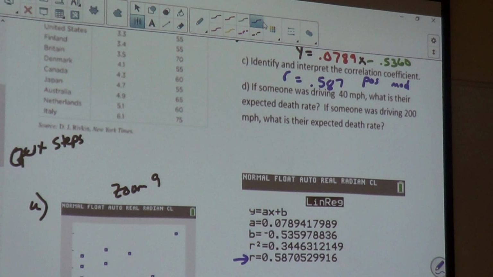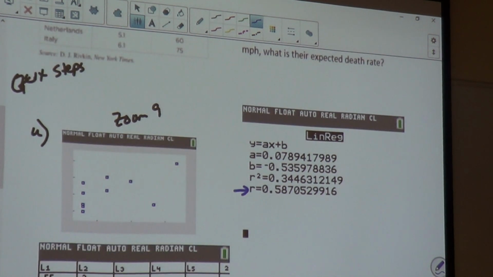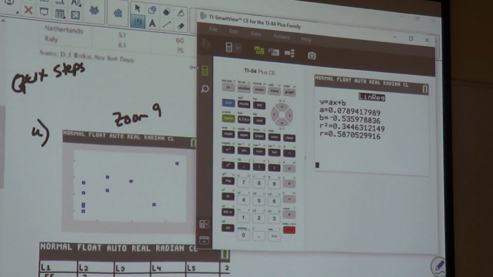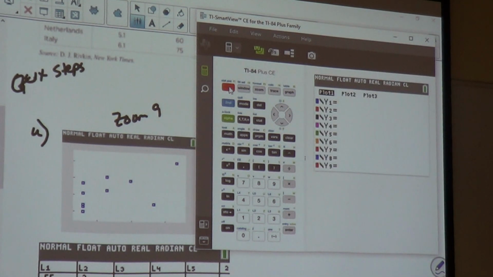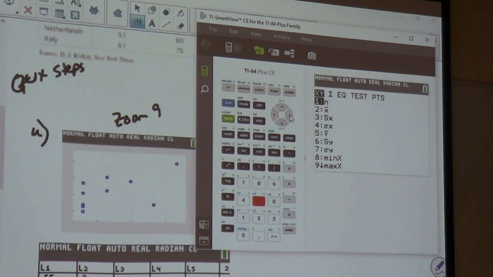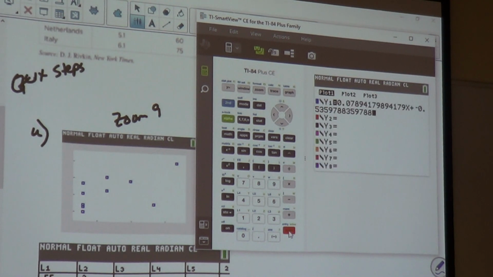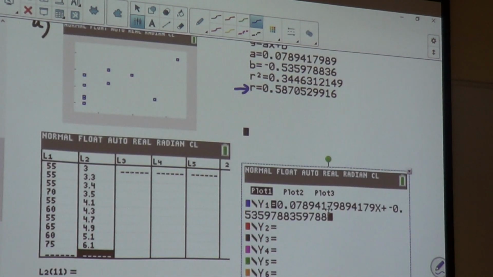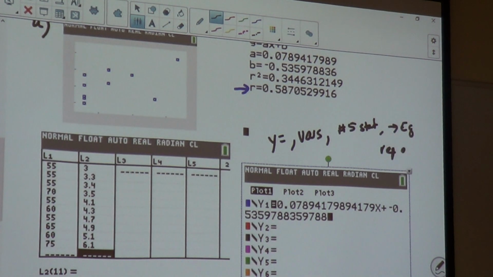Now, how did we get to the prediction? How do we suck over? We go to y equals. We're sucking over a variable: vars, 5, Statistics, then EQ, enter. So to do the last one, we go to y equals, then we do vars. We go to number 5, which is statistics. Then we go over to EQ, and then we choose regression equation. That's the copy paste. That's the sucking over.